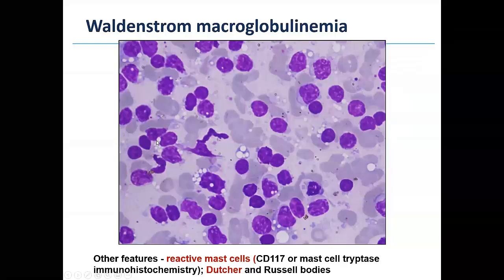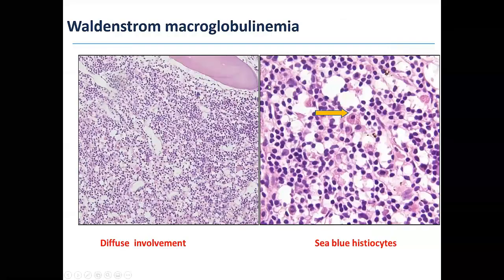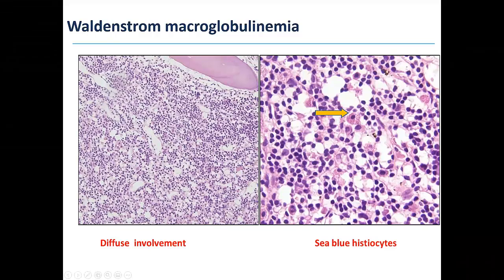Usually vacuoles are not seen, but a few cases may show cytoplasmic vacuoles, which may be because of the secretion of IgM. So these are the plasmacytoid lymphocytes, or P-lymphs, as we call them. Now this is a bone marrow biopsy showing diffuse involvement. The total marrow is replaced by sheets of these lymphoid cells. In between these lymphoid cells, you find some large cells with granular cytoplasm. These are sea blue histiocytes.